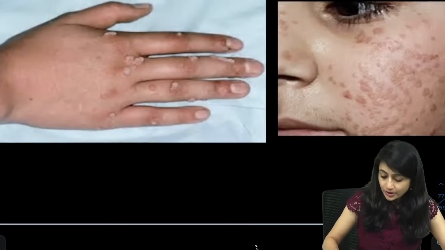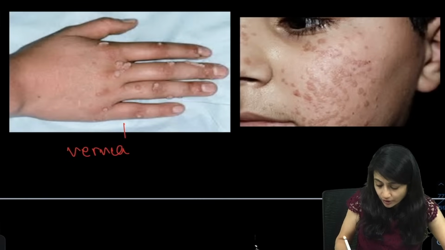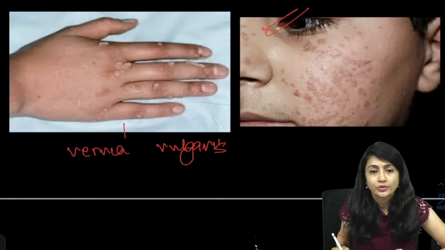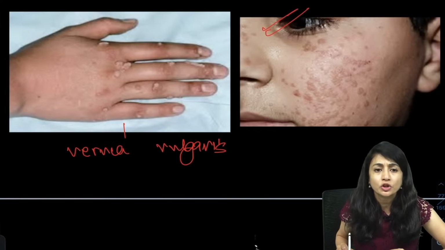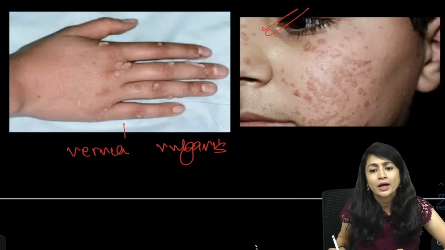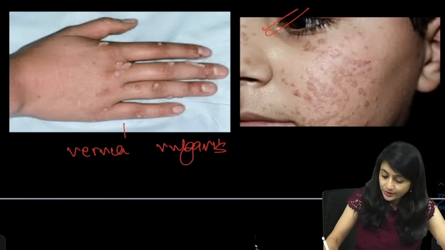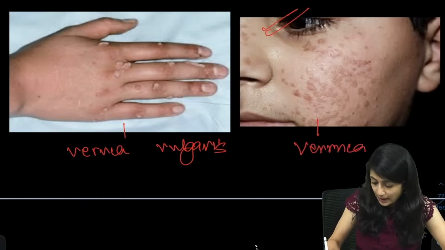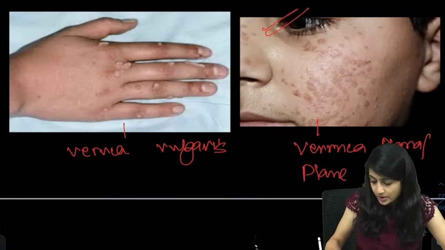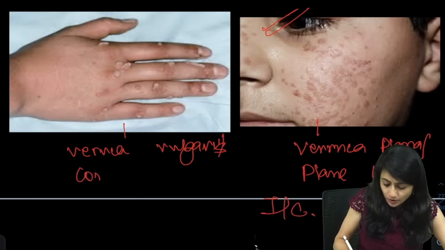Then in warts, they can give you something like this. This is nothing but common warts or verruca vulgaris. What is this image? A history that can be given to you is a child who is on immunosuppressants presenting with flat discolored lesions on the face. So what is the diagnosis here? This is verruca plana, or plain or flat warts. This is usually seen in the immunocompromised state. Verruca vulgaris are the common warts that you see.